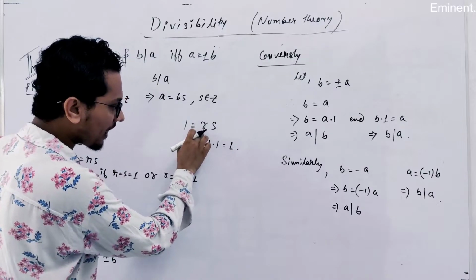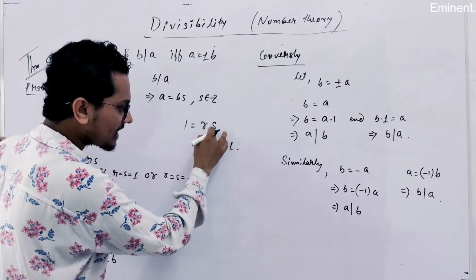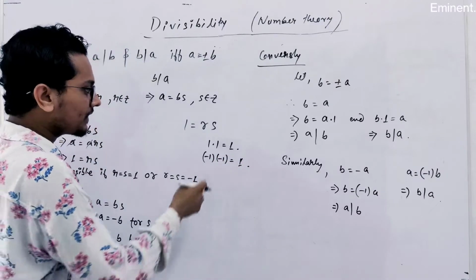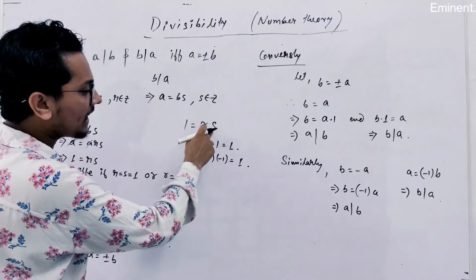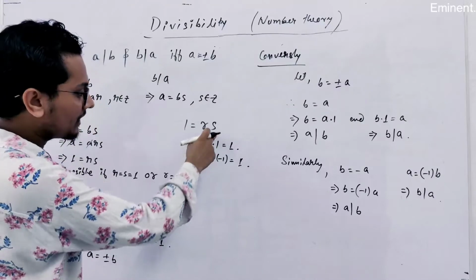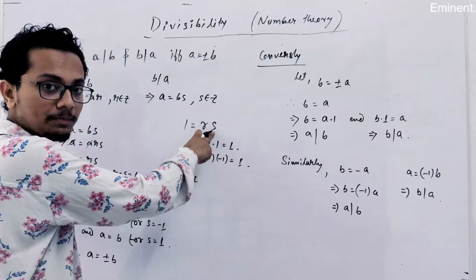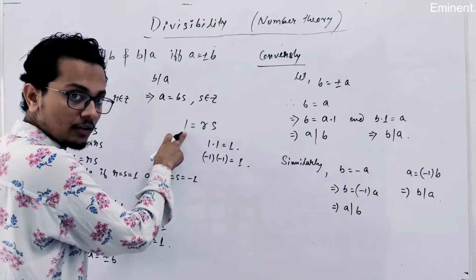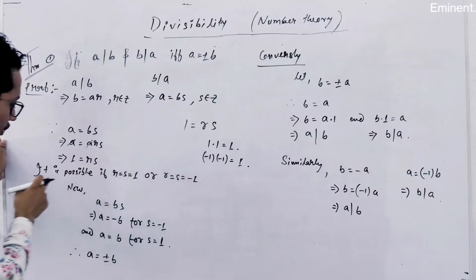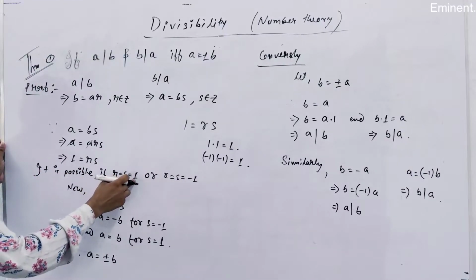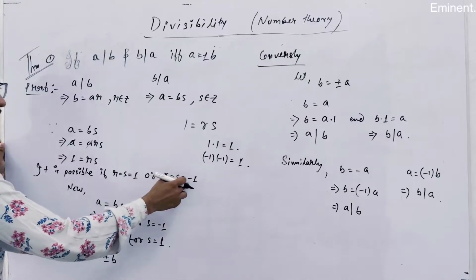Okay, or else if r is minus 1, then s will be minus 1 and the product will be 1. That means if r and s both are 1, then it will be 1, or if r and s both are minus 1, then it will be 1. That's why I have written that it is possible if r equals s equals 1, or r equals s equals minus 1.